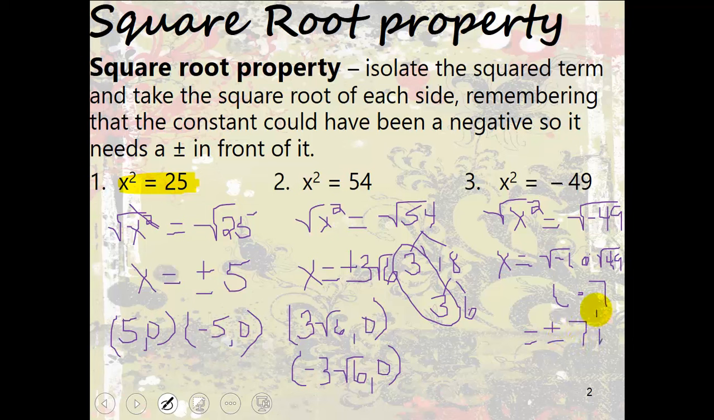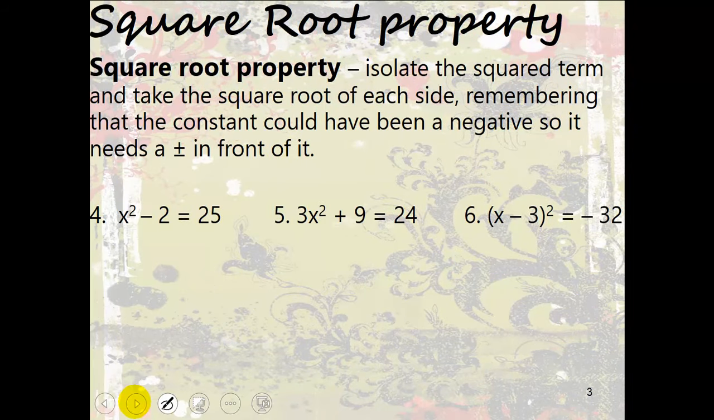Now, because these are imaginary, these are not x-intercepts. When you get x is equal to a plus or minus a negative square root, or with an i, we don't write those as x-intercepts. We just leave it as x equals 7i and x equals negative 7i, just like that.